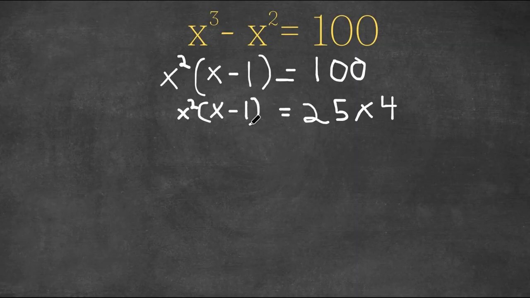Now, this gives us two equations. We would have x squared equals 25, and x minus 1 equals 4.